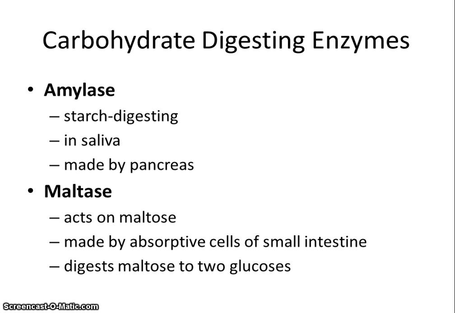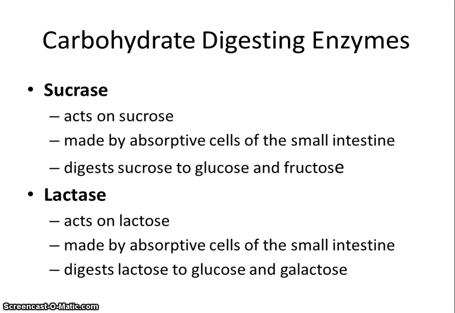The enzyme amylase digests starch in the mouth or the small intestines. Maltase in the small intestines breaks maltose into two glucose molecules. Sucrase turns sucrose to glucose and fructose. And finally, lactase breaks down lactose, also known as milk sugar, to glucose and galactose.